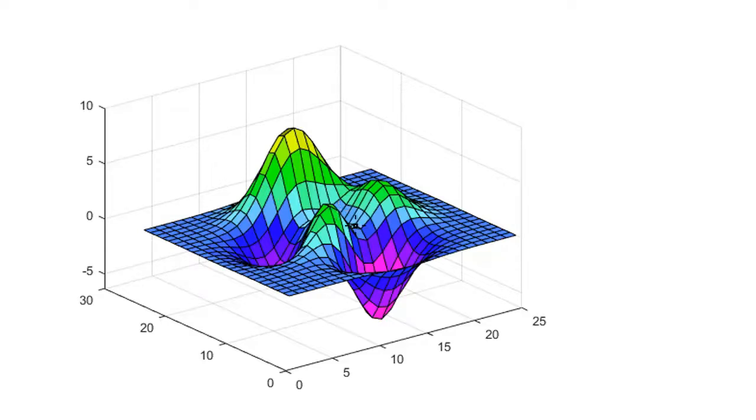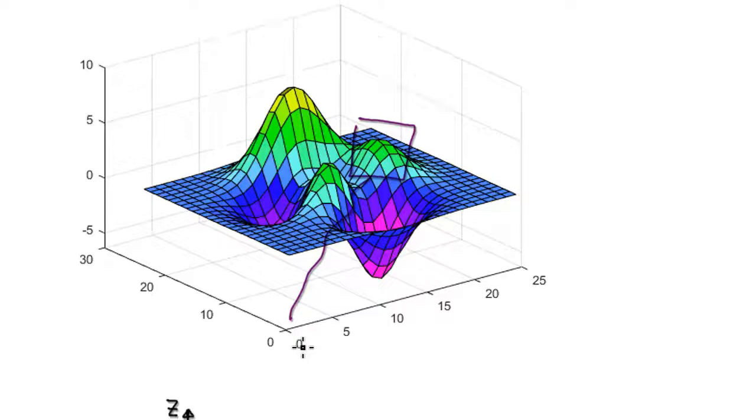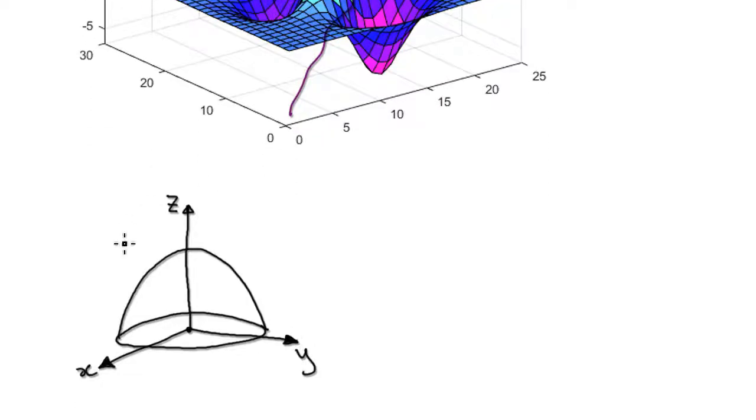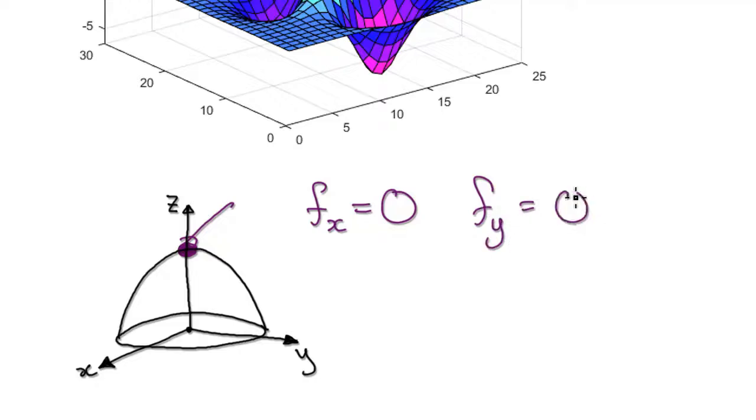So if you look at any local maximum point, let's look at this point here. So let's look at this local maximum point. When you have a local maximum point, it looks like a hill. So imagine you're at the top of this hill. Well, there's a theorem that says that if you're at a local maximum point, then fx must equal 0 when you evaluate it at the point. And if you're at the local maximum point, fy also equals 0. And there's a reason for that.